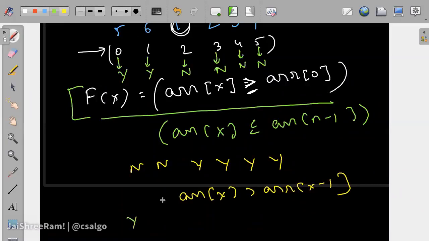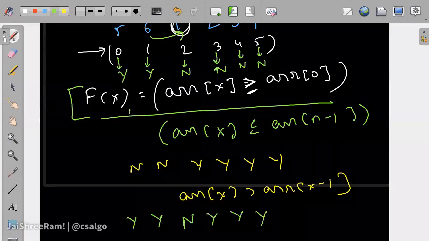yes, then this is of course yes, but then after 6 to 1, it will be no, then it's yes, yes, yes, right? But this is not a monotone space, so you cannot use binary search in this, right? So we will be using some function that transforms this into a monotone space.